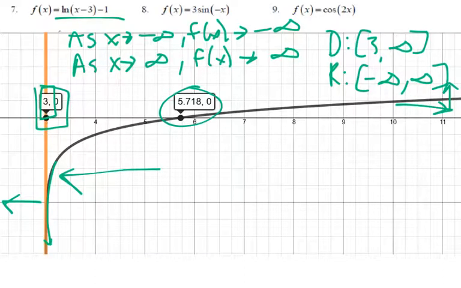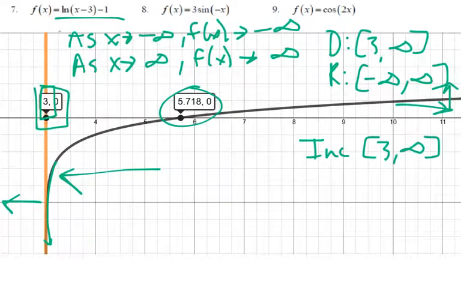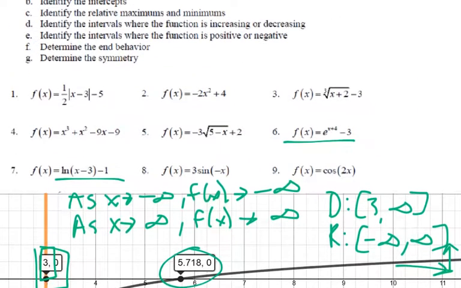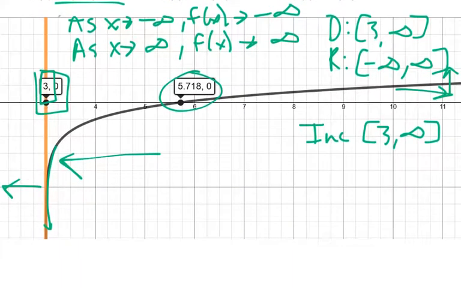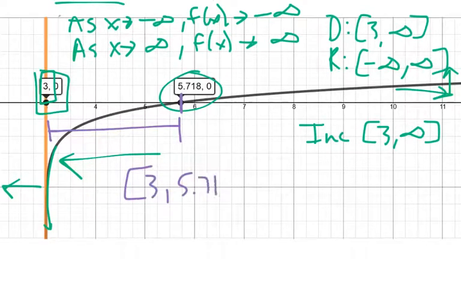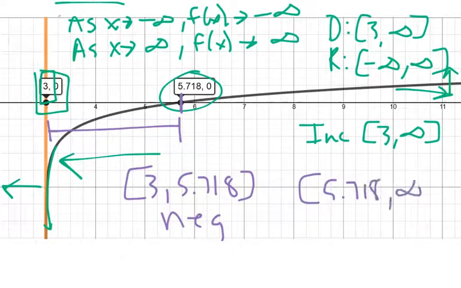It's always increasing again, never decreasing, so increasing from 3 to infinity. Same as the domain, never decreasing. We don't have max and mins, which was the same with the last one, and we didn't have them on the exponential either. So positive to negative, well, that's the x-intercept as the barrier. So from 3 to 5.718, we are negative. From 5.718 to infinity, we are positive. So, there you go with those guys.